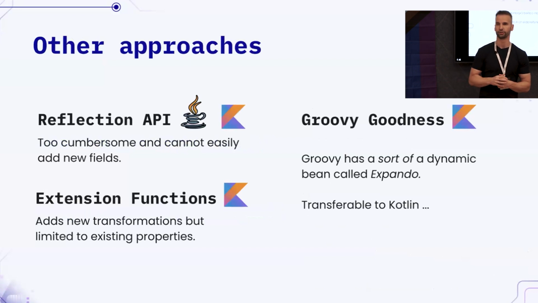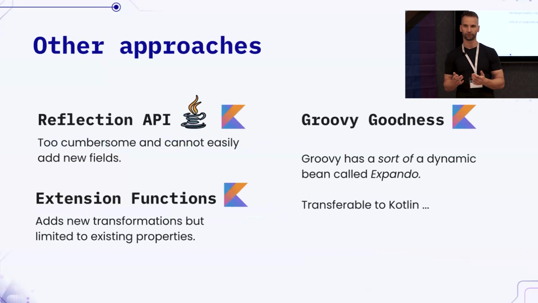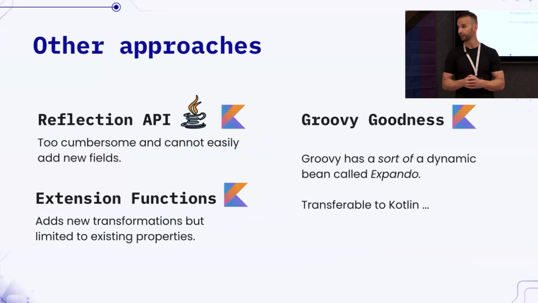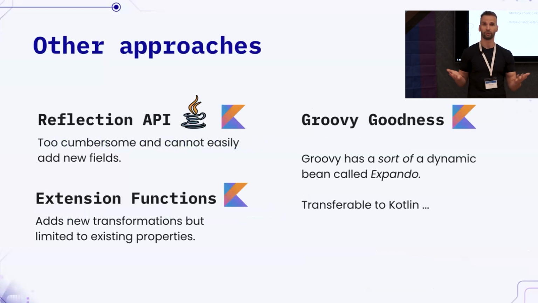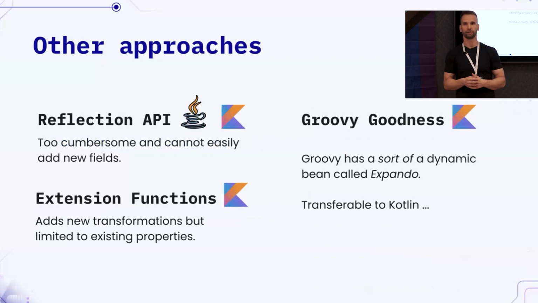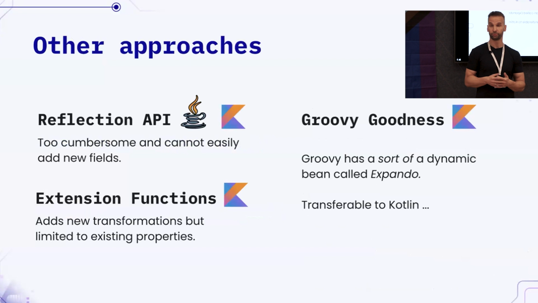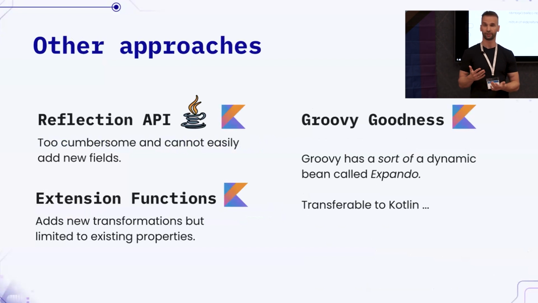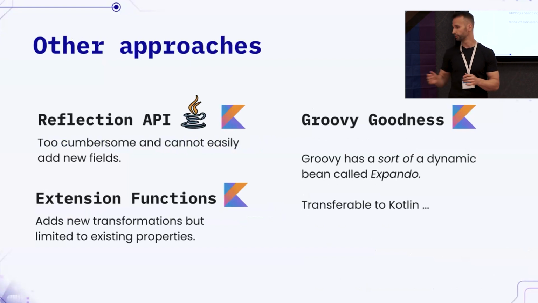And considered other approaches, like what else can I do? Reflection API is hard to use and it doesn't really work in this context. Extension functions are great, I love them, but they can only extend on what's in there already, right? On existing fields and methods. And then you can get inspiration somewhere else, like Groovy, for example, has a kind of a dynamic bean called Expando, which is transferable to Kotlin.